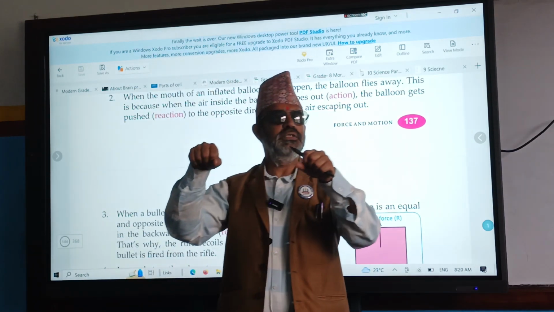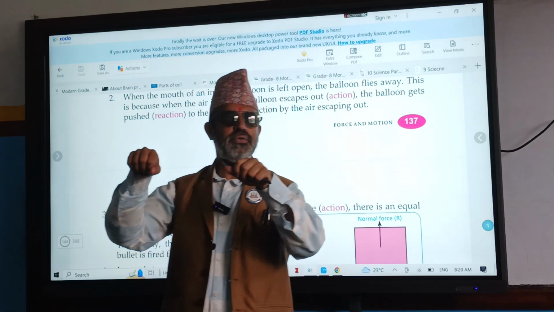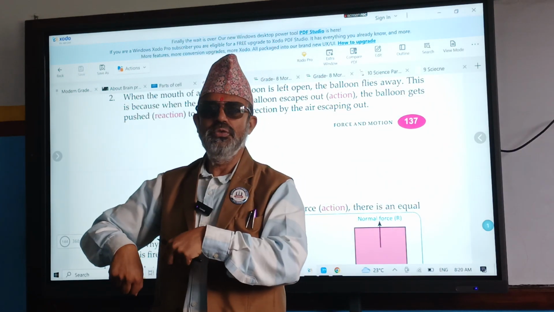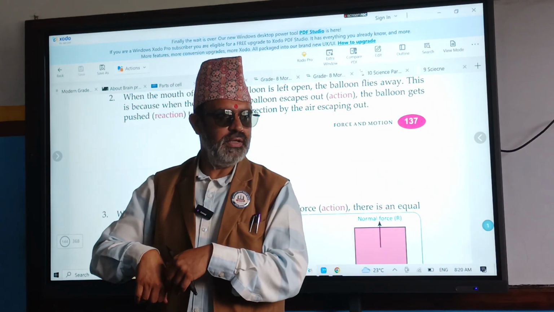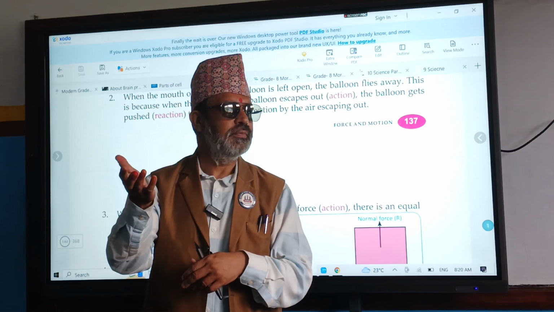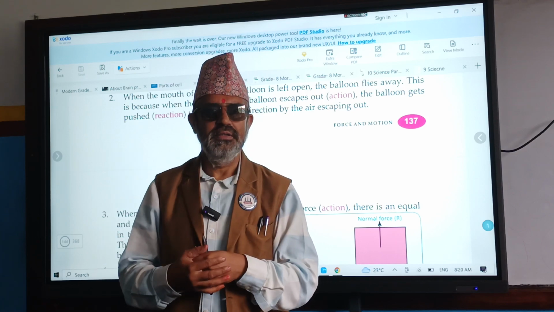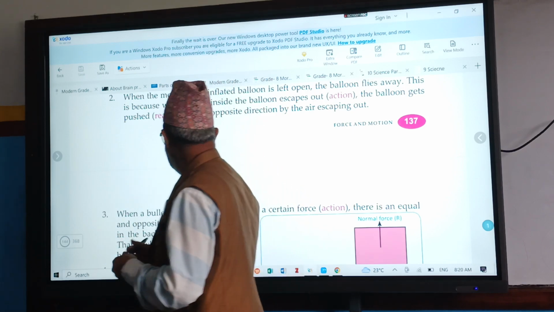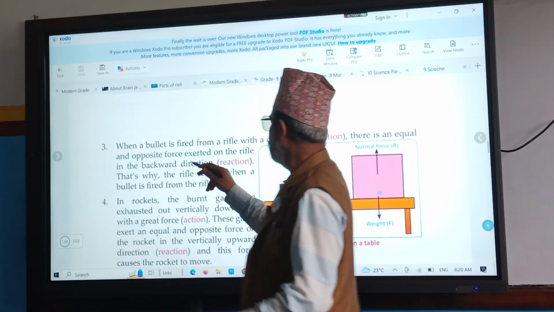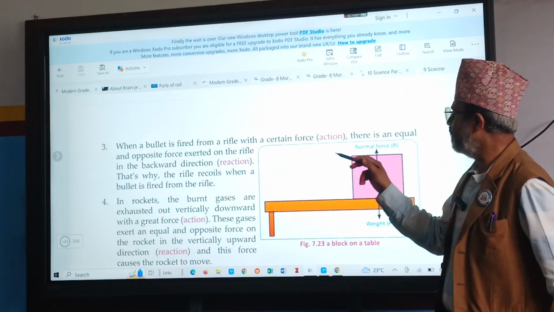So while using the boat also, what do you do? You use force backward, right? And the boat moves forward. That is the thing. Okay, so here is also one example.